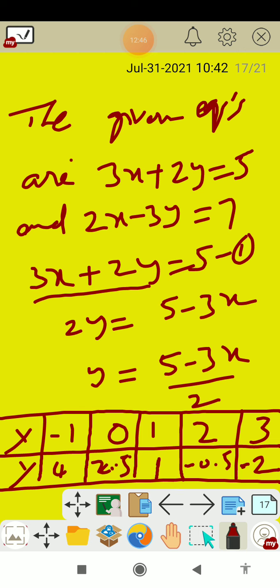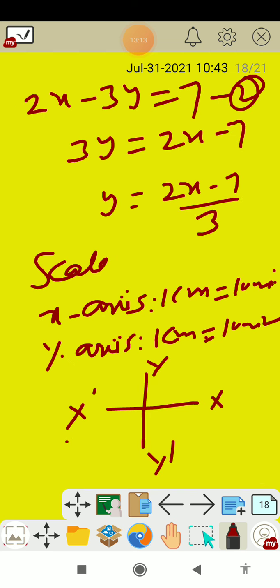So here we take a table, where x is equal to minus 1, 0, 1, 2, 3, and y is equal to 4, 2.5, 1, 0, minus. So these are the values we got. If you substitute the x values minus 1, 0, 1, 2, 3 in this y form, then you will get the values of y as 4, 2.5, 1, minus 0.5, minus 2. These are the values. Now we have to draw these two equations.